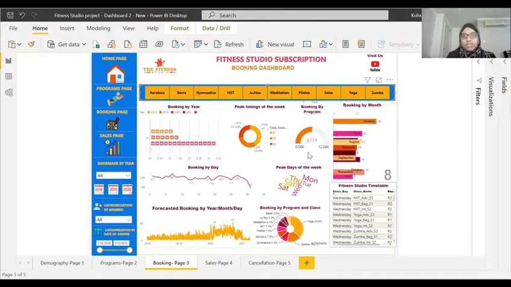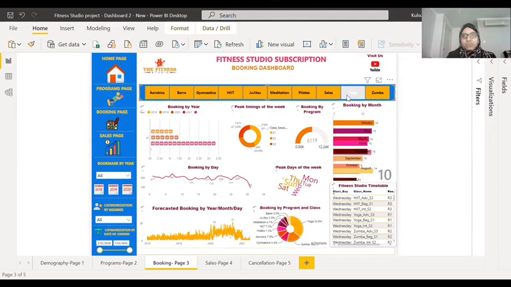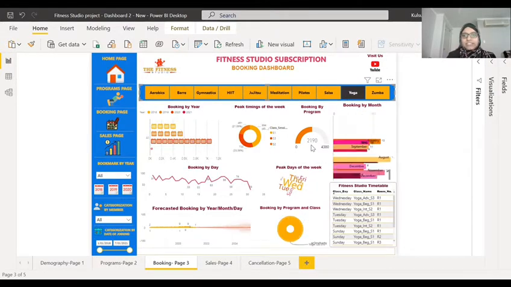The next chart is booking by program chart. This is a gate chart which is showing you the total count of booking for all the program, which is 6119. If you select a particular program, yoga, from the slicer which is provided on the top, you can see this gate chart shows you only the booking for that specific program, which is 2190.